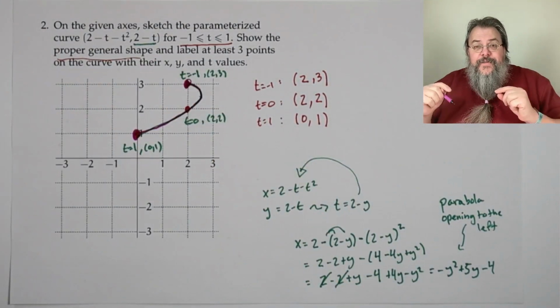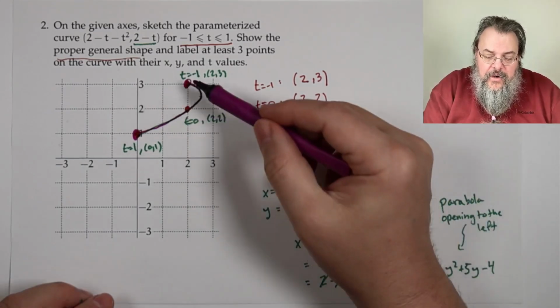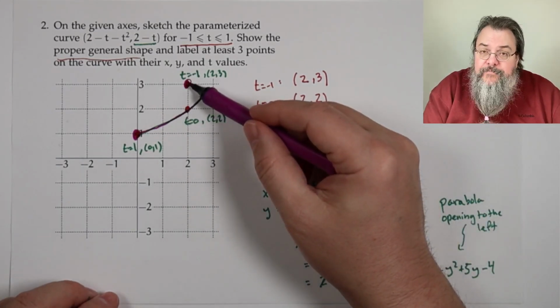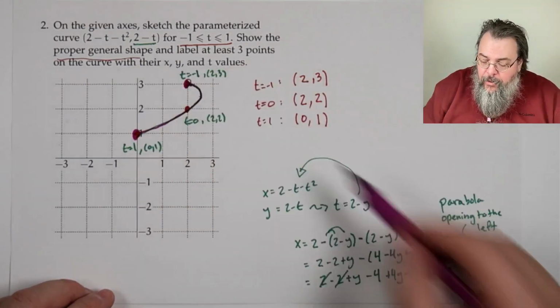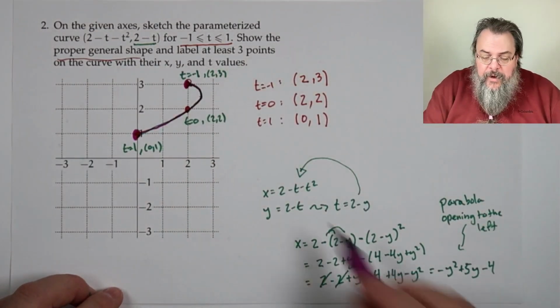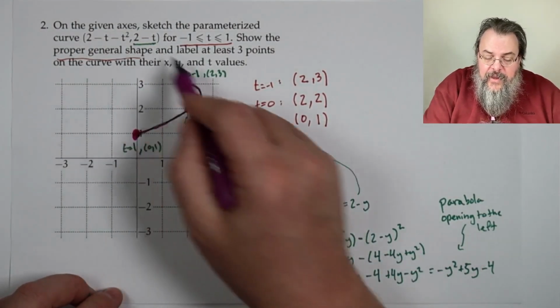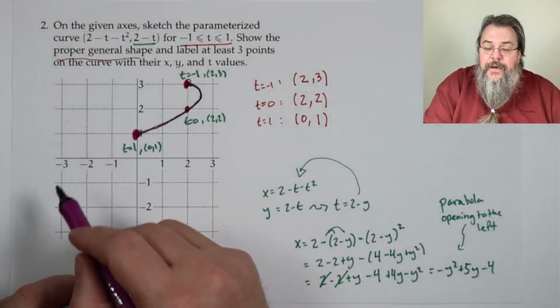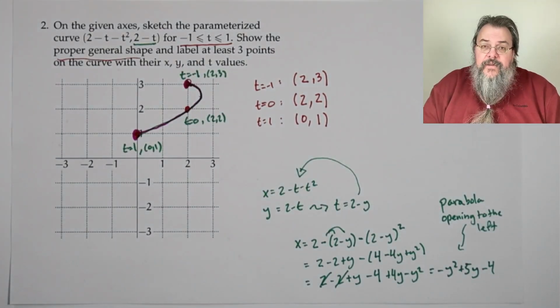The parameterized curve has a definite start and stop. We're starting up here at time negative 1, and we're stopping down here at time 1. We're not the whole parabola. The whole parabola, yes, if you have x equals minus y squared plus 5y minus 4, that will keep going. But we're only a piece of it. And so that's why we're definitely going to be stopping at those points, and we don't continue.